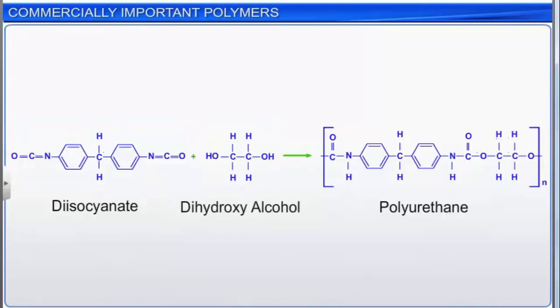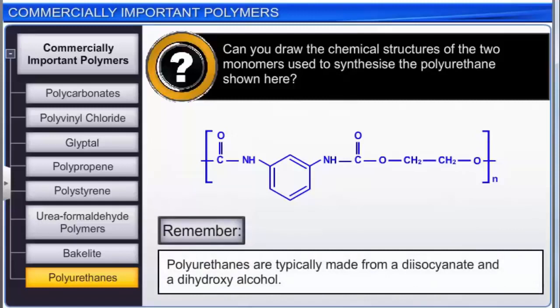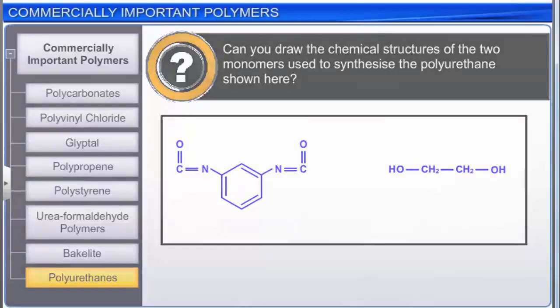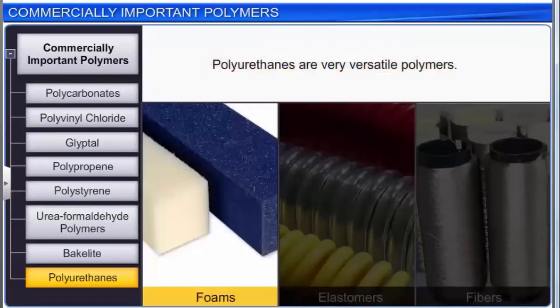Can you draw the chemical structures of the two monomers used to synthesize the polyurethane shown here? Remember that polyurethanes are typically made from a diisocyanate and a dihydroxy alcohol. Working backwards from the polymer structure, we can draw these two structures. Polyurethanes are very versatile polymers. Their many forms include foams, elastomers, and fibers.